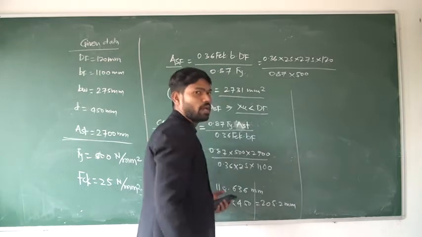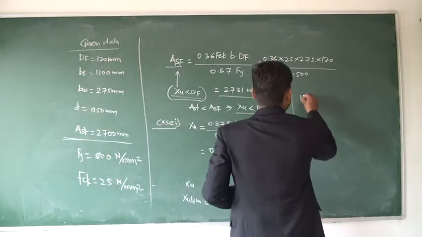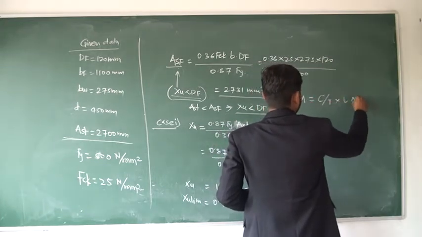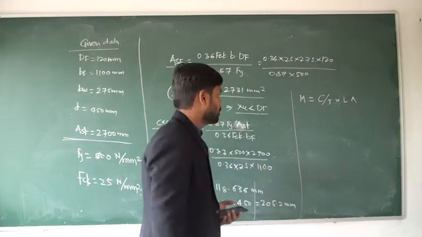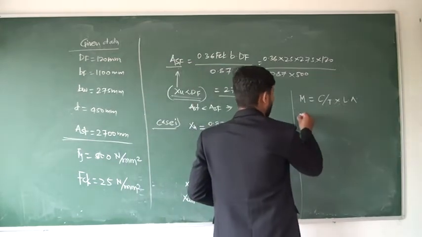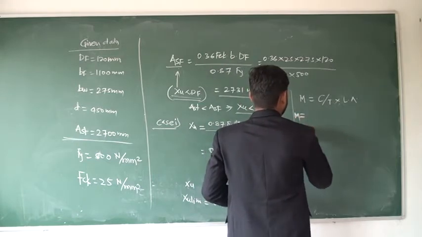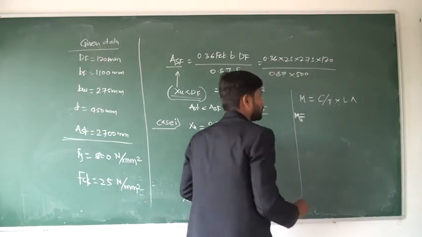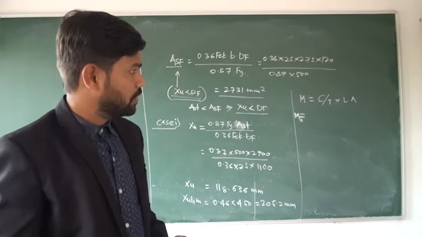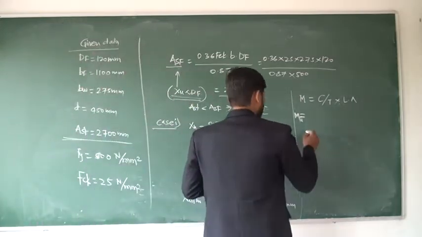Now we just have to calculate the value of the moment of resistance, compression or tension into lever arm. As the section is under-reinforced, we will take the tension into lever arm. If you take compression into lever arm, you have to put the actual XU value, and then also the equation will not change. So substitute all the values.